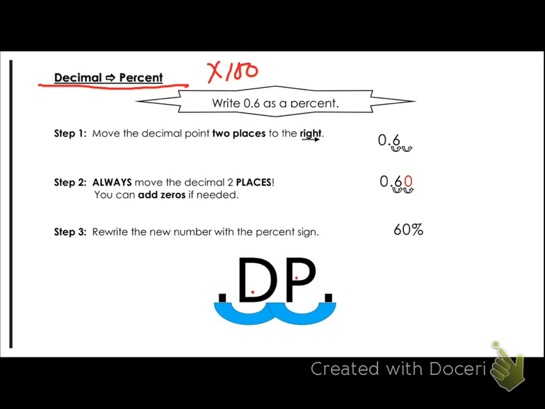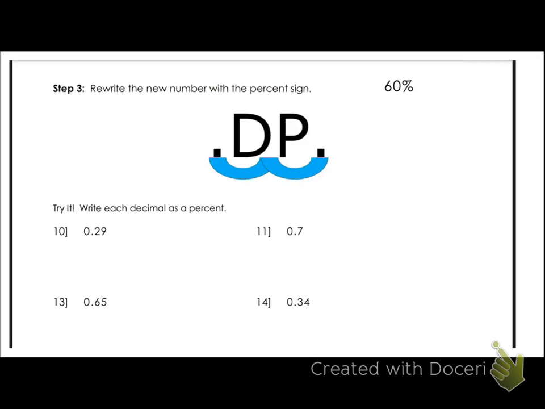You move your decimal point 2 places to the right when you're making decimal to percent conversions. If there's only one digit, you can add a 0 if you need to, and then you write your percent sign. So decimal to percent, take that decimal point 2 places to the right every time. And that's all there is to it. When you multiply by 100, you're really moving it over, changing the place values.